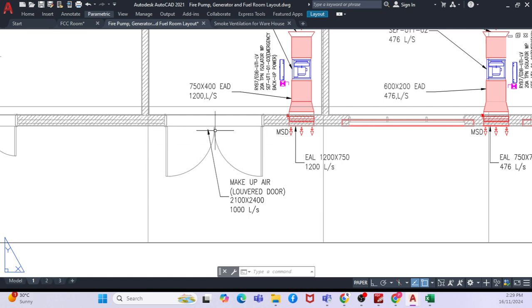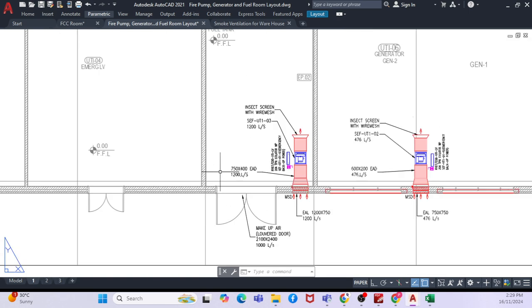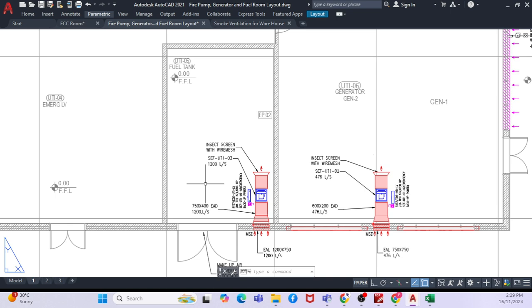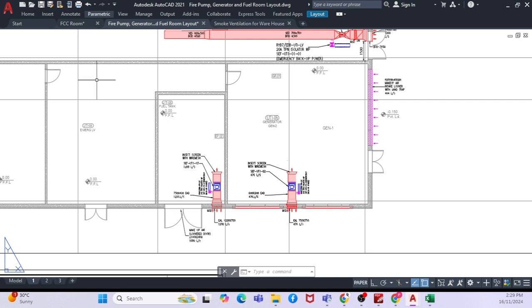Say, for example, if that particular room is somewhere inside, then you should provide exhaust and makeup air here. But this room is an external room. Normally you design such rooms, like fuel rooms, in an external part so that you are not damaging anything inside that particular area, right?